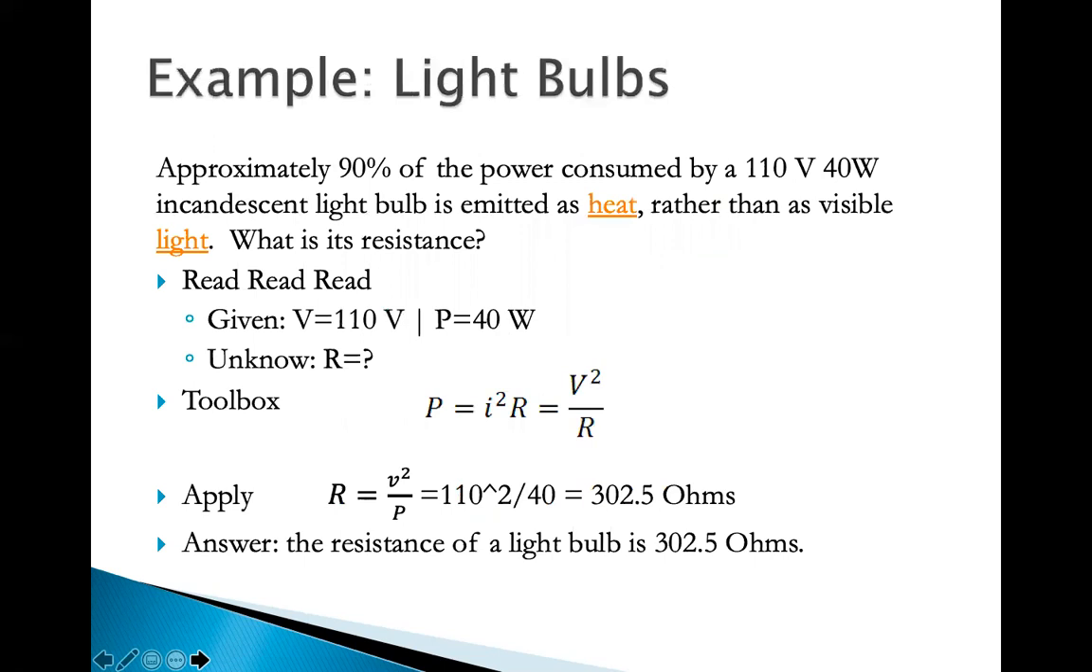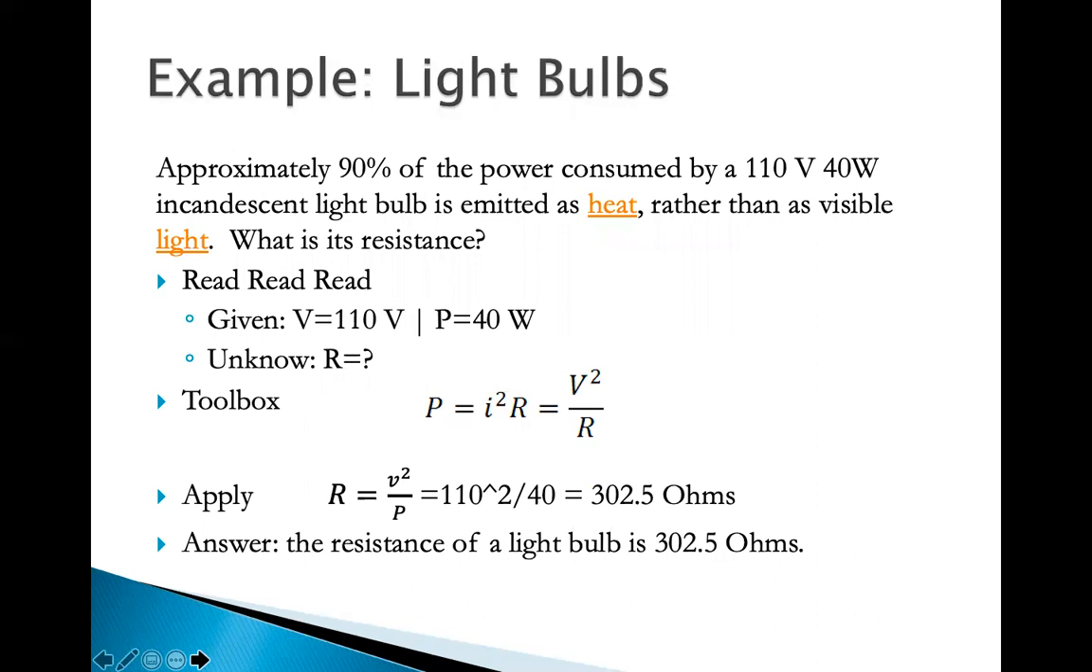So here, let's have an example. An interesting fact is that 90% of the power consumed by any light bulb, in this case a 110 volt, 40 watt incandescent light bulb, is emitted as heat and only 10% is light. That's why this kind of light bulb is not as energy efficient as fluorescent or LED light bulbs. So for example, if we have voltage equal to 110 volts and power equal to 40 watts, what is R?